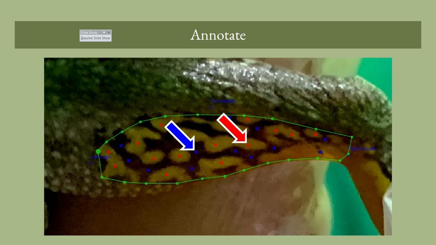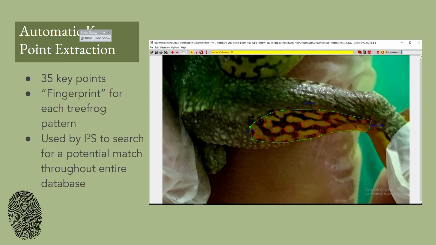And again, this is telling the software where it needs to be looking. And then we also need to identify which pattern is which. So we have to put all of the blue X's on the black pattern, and then the red X's on the bright yellow pattern.